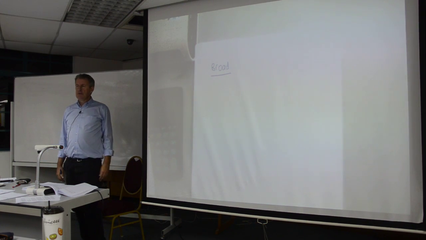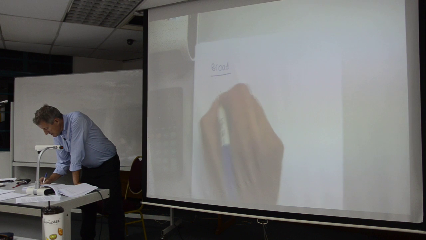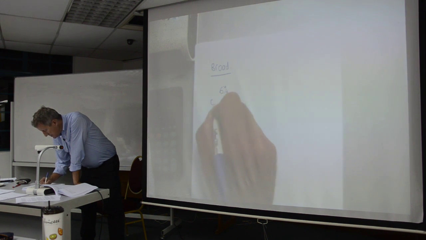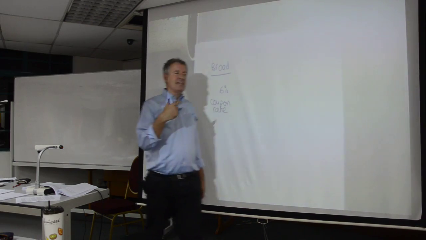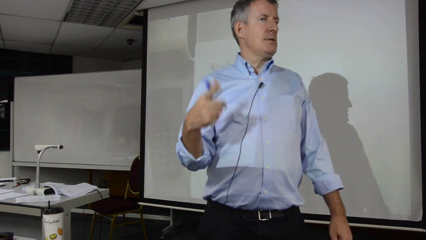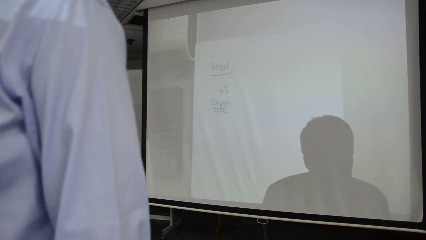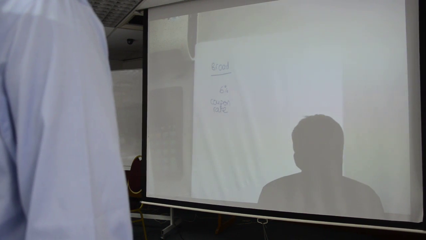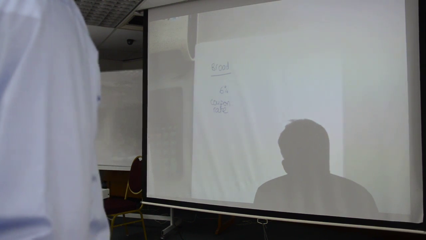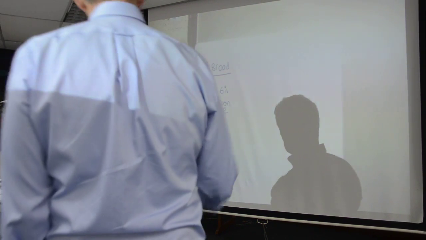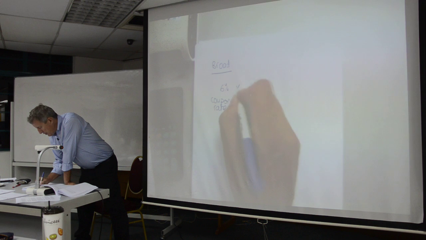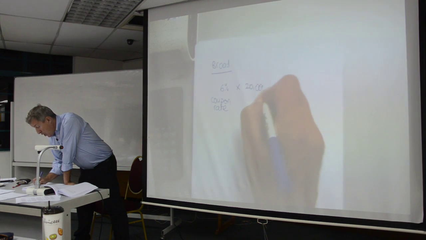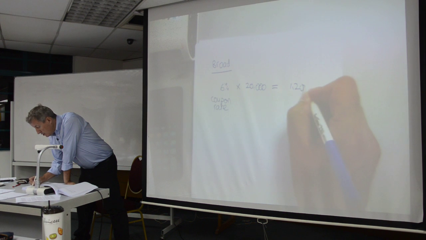What is the 6% coupon rate? The 6% is known as the coupon rate. If we issue a $20,000 6% loan, what does that mean? The nominal value of the loan is 20, the coupon rate is 6%. What do we get if we multiply the coupon rate by the nominal value? Well, on one level we get a figure called 1,200.